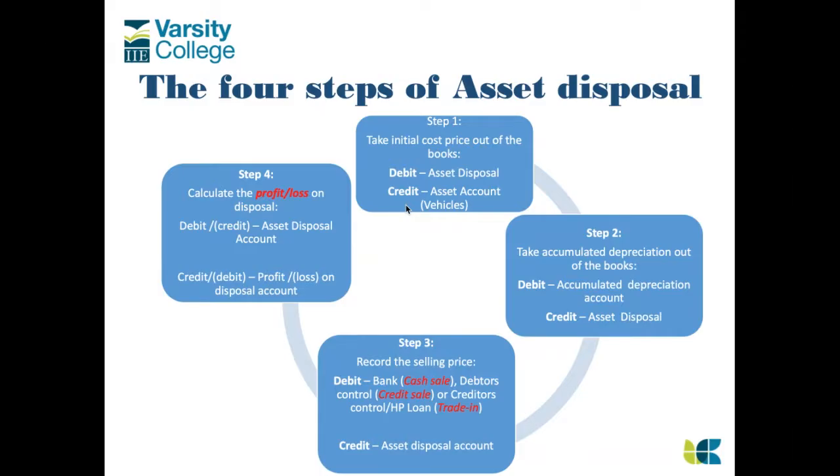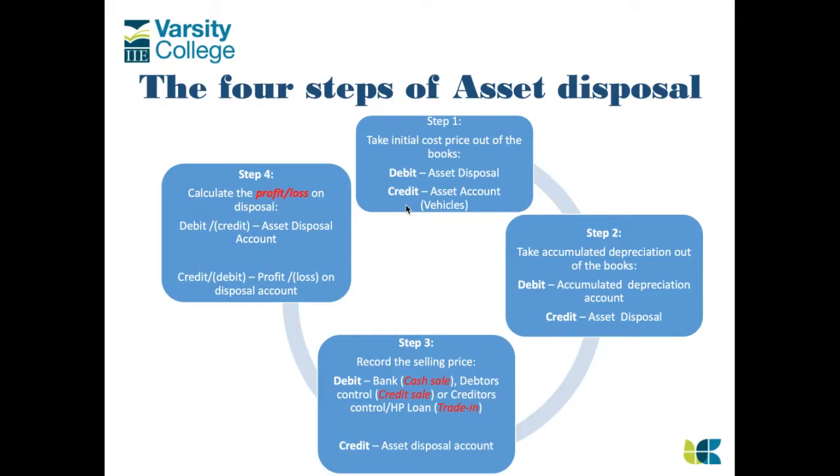Then step number 4 is to calculate whether we made a profit or a loss on the disposal of this vehicle. How do we calculate that? You ask what the carrying value of the asset was, and then compare it with the selling price. We have had accumulated depreciation of 30,000, and we bought the car for 100,000. So what's the carrying value of the asset? 70,000. If we sell this car for 80,000, did we make a profit or a loss? We made a profit, because we sold it for more than the value of the car. However, if we sell it for 50,000, we made a loss, because we sold it for less than its actual value.